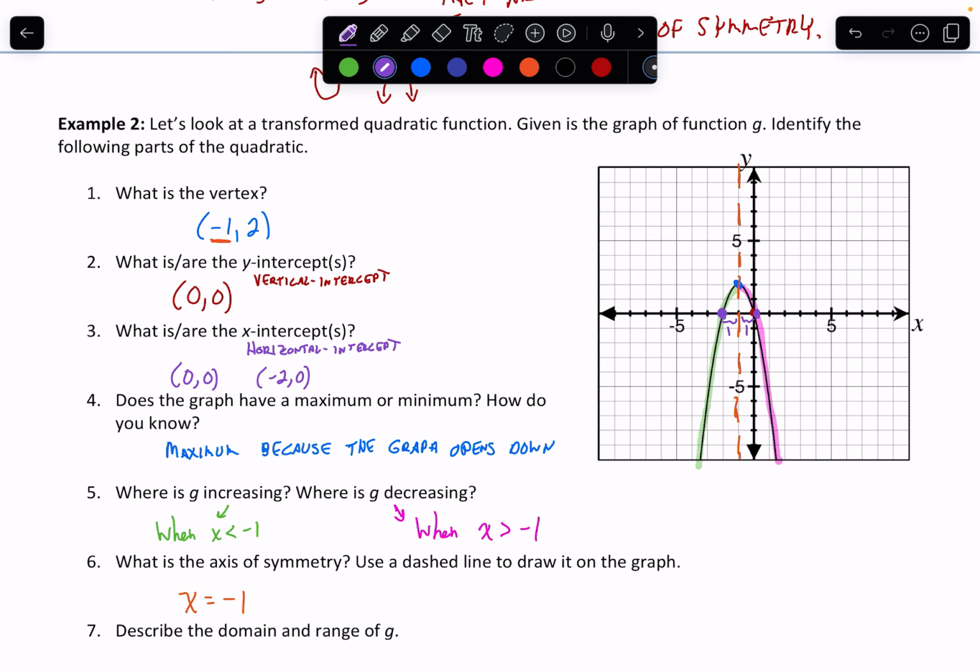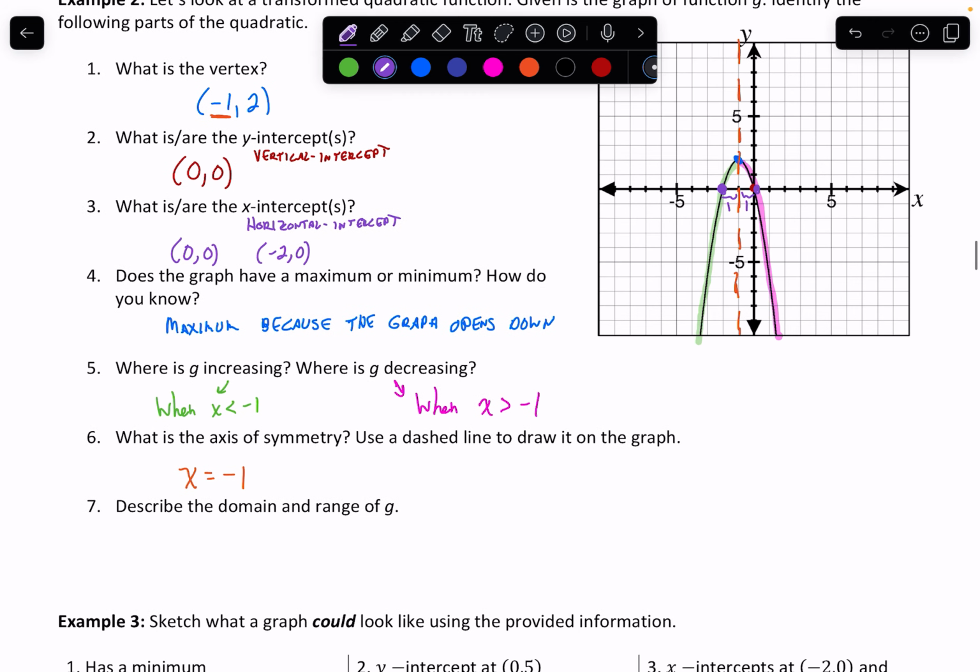And then lastly, describe the domain and range. We talked about in the previous video how the domain is always going to be all real numbers. You can plug in anything you want into a quadratic because you're just squaring it. There might be some other stuff you have to do, but for the most part, you're just squaring those numbers, and you can square any number. So all real numbers.